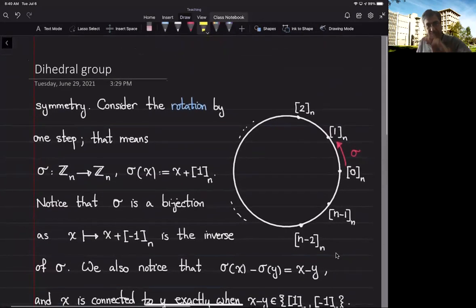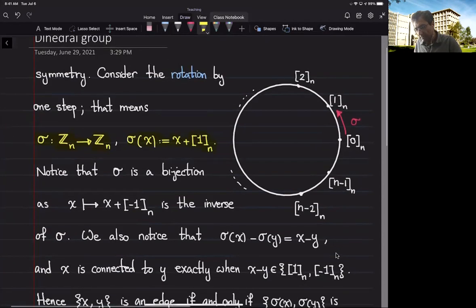So let's consider one-step rotation, and let's call that sigma. What do we mean by one-step rotation? I'm sending the residue class of 0 to residue class of 1, and residue class of 1 to residue class of 2, and so on. That means if I use addition in the set of integers modulo n, I'm essentially giving you a function from the set of integers modulo n to the set of integers modulo n, and I'm adding the residue class of 1 to x. So you give me x, I just add residue class of 1. That's essentially this one-step rotation.